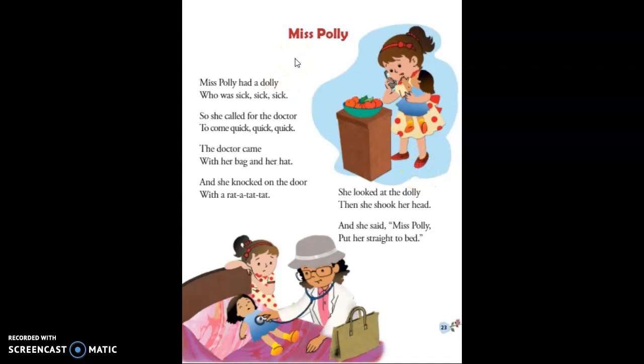Okay, I want you to turn to page number 23 in your English reader. Take the Miss Polly poem. Have you all taken? Okay, let's do a reading practice once again. Miss Polly had a dolly. Polly is the name of the girl and Dolly is the name of the doll.